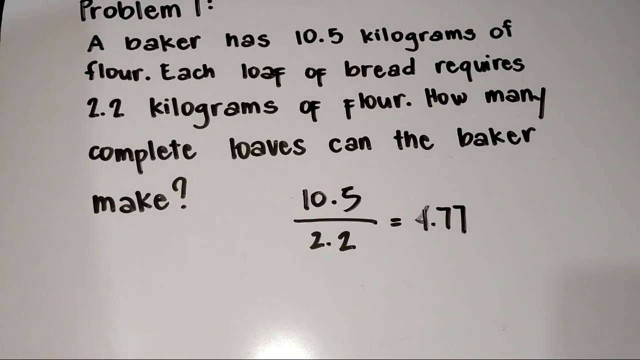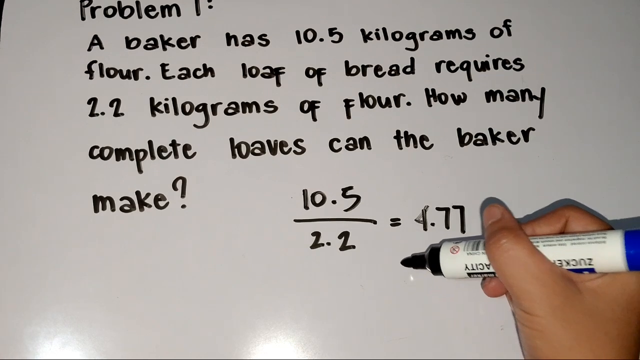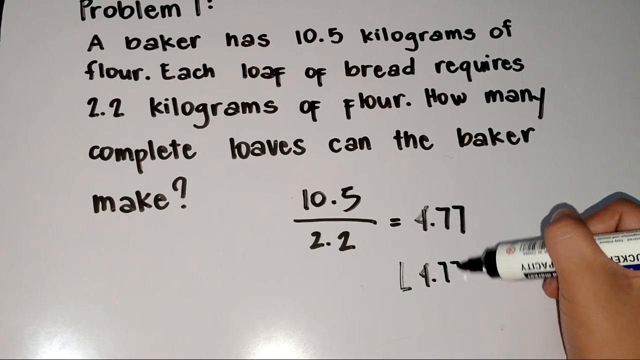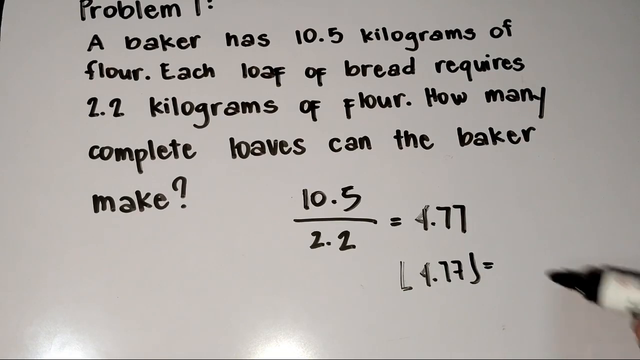Now, the baker cannot make a partial loaf, so we apply the greatest integer function to find how many breads we can make in 10.5 kilograms of flour if each bread requires 2.2 kilograms of flour. So the greatest integer function of 4.77 is 4. Therefore, we can make 4 breads. So the baker can make 4 loaves of bread.